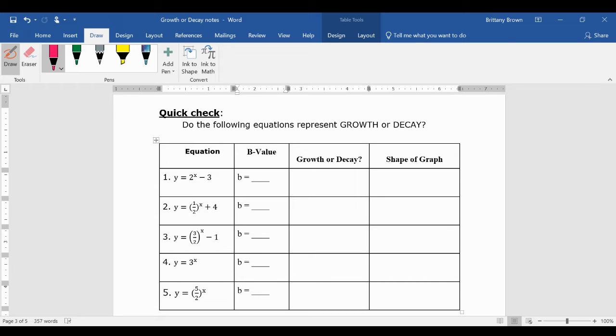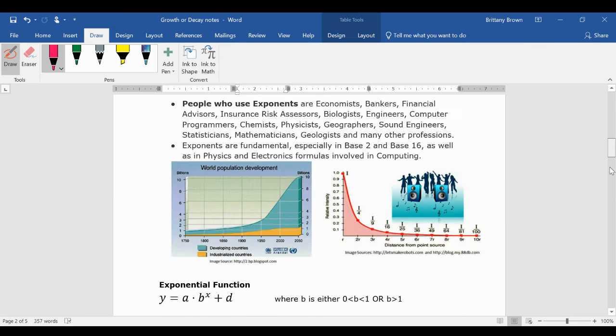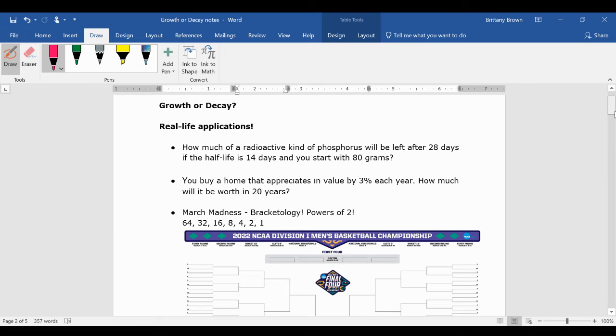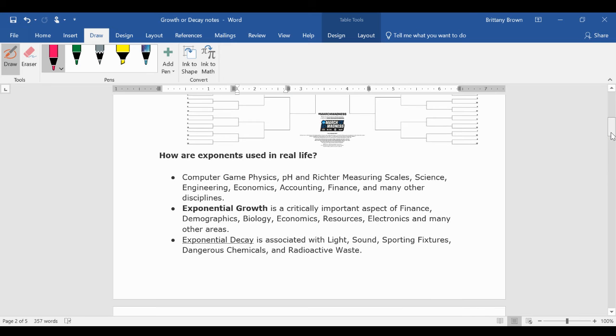All right, y'all. What we're gonna do is talk about how do you know when you are dealing with growth or decay, just based on the function. So let's go back here a little bit. And we talked briefly about what growth and decay is, some real life examples of that. So hopefully you remember a couple of those.